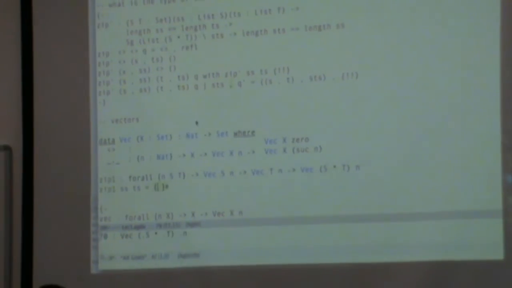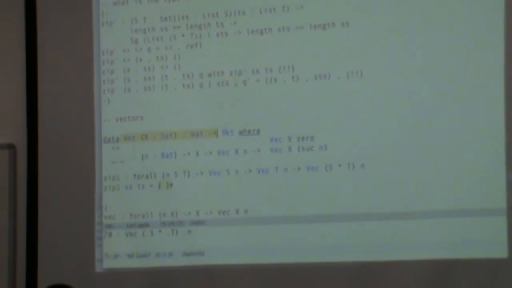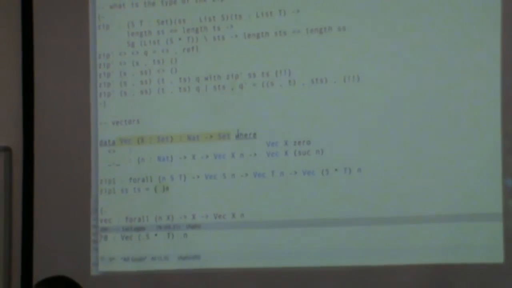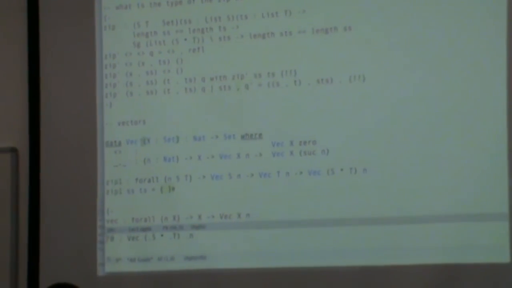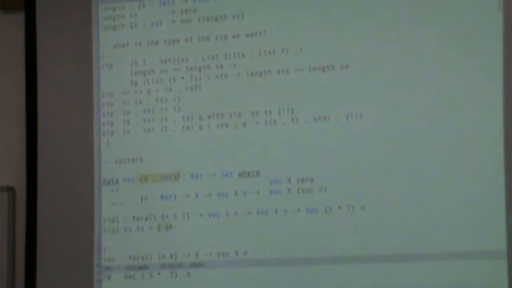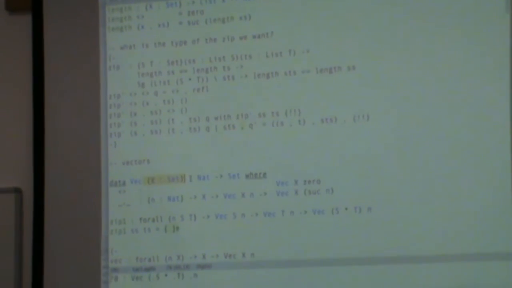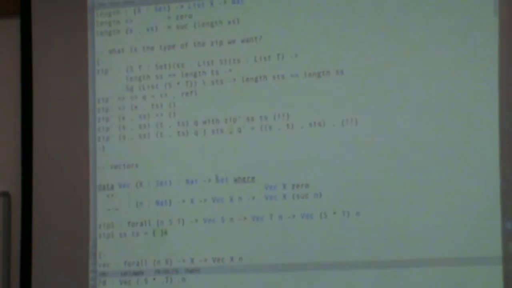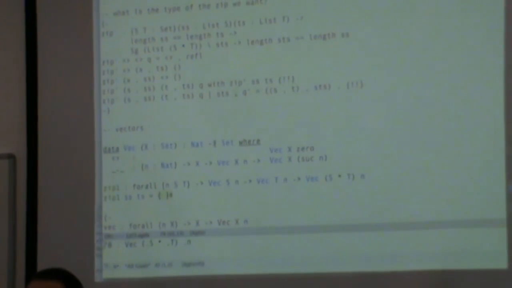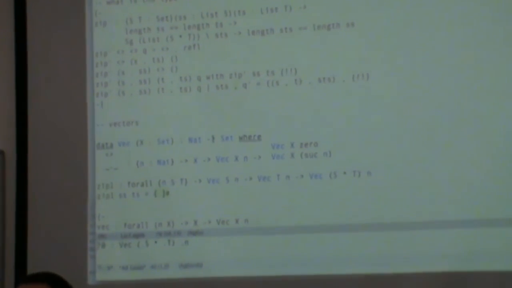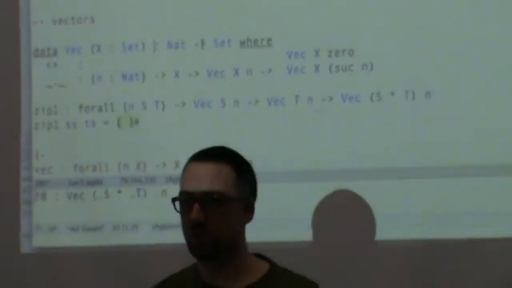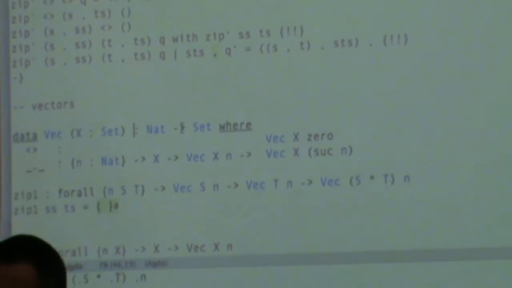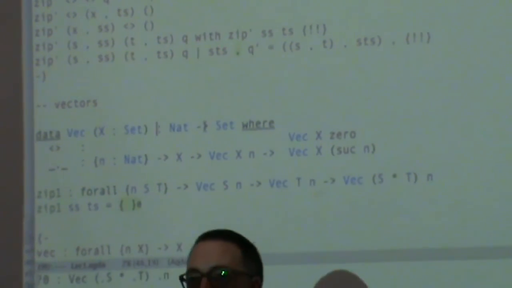I should possibly say something about this thing here. You can see I am saying that vec of x has type nat arrow set, and you might wonder why am I not saying vec is in set arrow nat arrow set, or why am I not saying vec of x in set and n in nat is of type set.